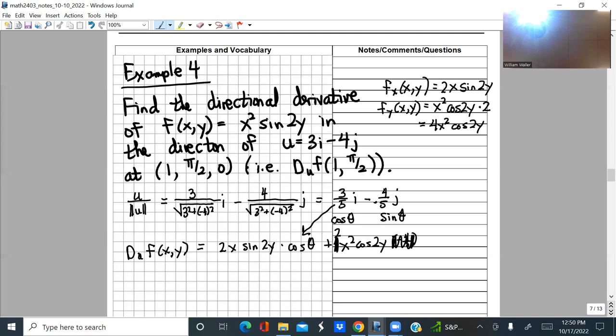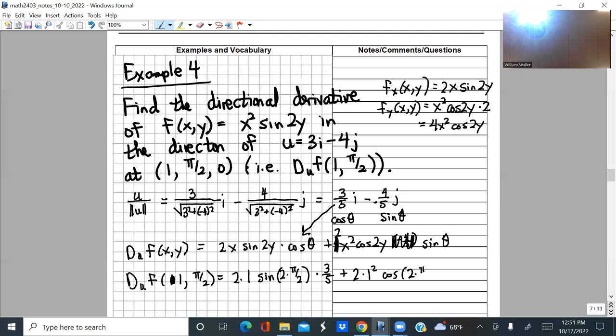Let me leave this as sine of theta before I actually plug the values in. And now let's plug in all of these numbers, because we want x to be 1 and y to be pi over 2. Well, let's see if we can get all this filled in here. So I have 2 times 1 times the sine of 2 times pi over 2. Oh, that looks nice. Times the cosine of theta, but that's going to be 3/5 for this vector. And then plus 2 times 1 squared times the cosine of 2 times pi over 2, and then times this sine, which is minus 4/5.